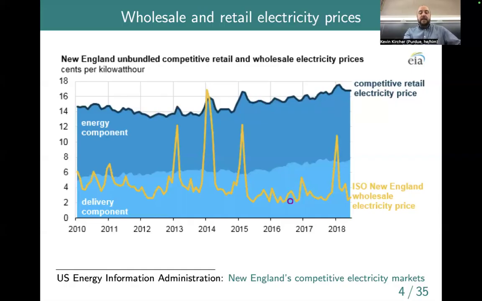So you can see one thing here is that there's roughly an order of magnitude difference between the wholesale price, which might be on average maybe 3 or 4 cents per kilowatt hour, and the retail price, which might be about 5x that at about 15 cents a kilowatt hour. So that's one trend. Do you guys notice any other trends from this graph?